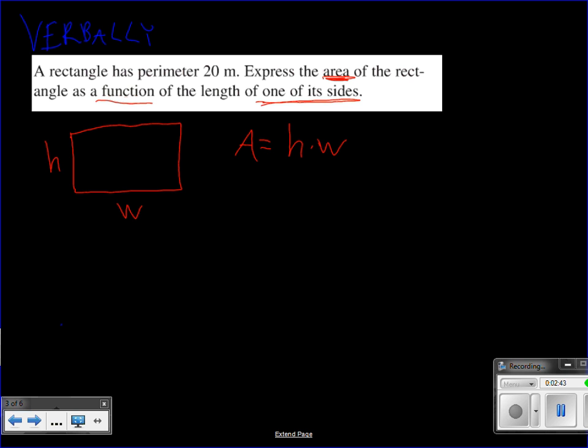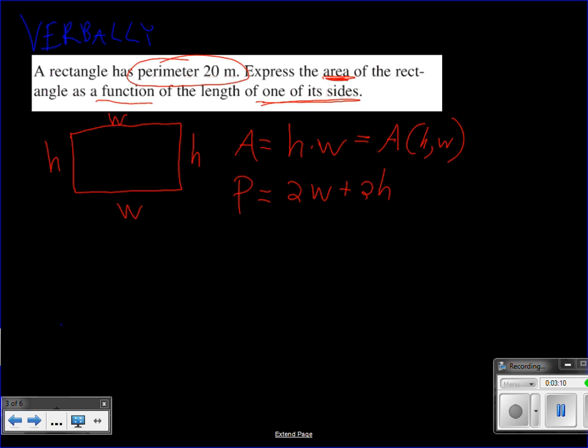This is a function here. We might even say that's a function of two variables. It's a function of height, comma, width. They want it of one of the sides. Well, what else do they tell me? Oh, the perimeter is 20 meters. Okay, so what's perimeter? Well, I got a height here, and I got a width here too. So perimeter is going to be equal, I got two widths plus two heights.